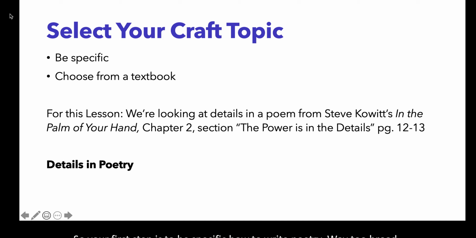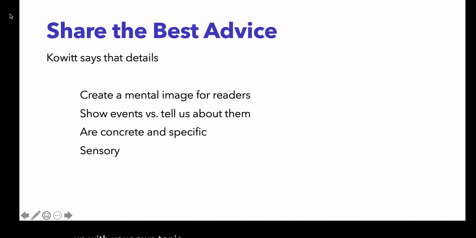Also, you want to choose the part in the textbook you're going to focus on. Notice how small this part is. It's just 2 pages long. And so, in The Palm of Your Hand by Steve Cohen, in chapter 2, he talks about the power of details. So, your topic is details in poetry. Actually, I'd prefer you come up with your own topic. This one's taken.